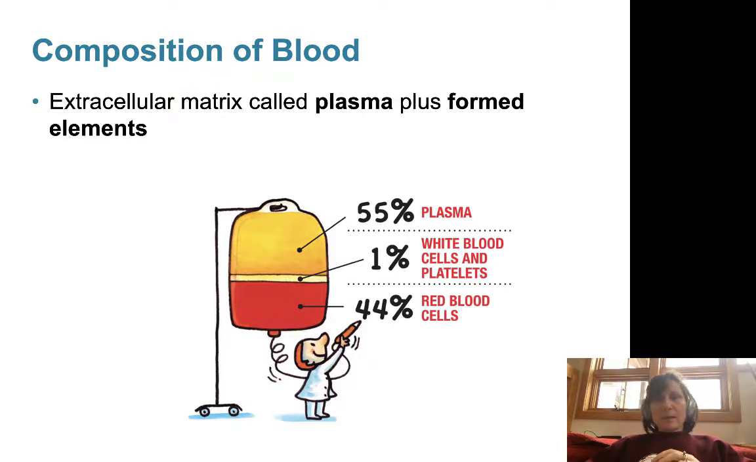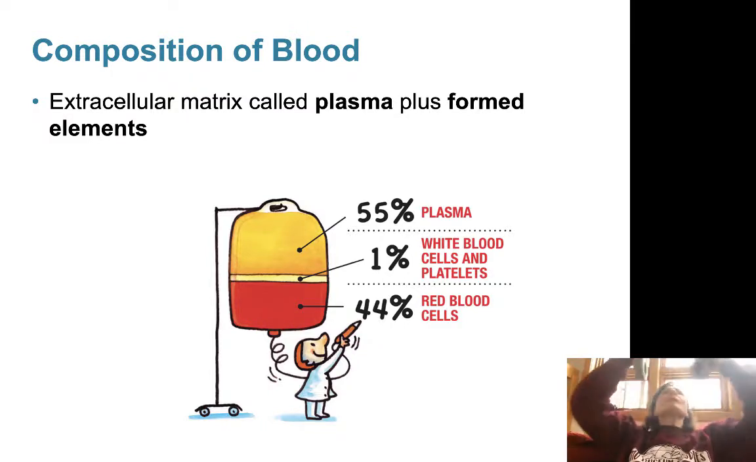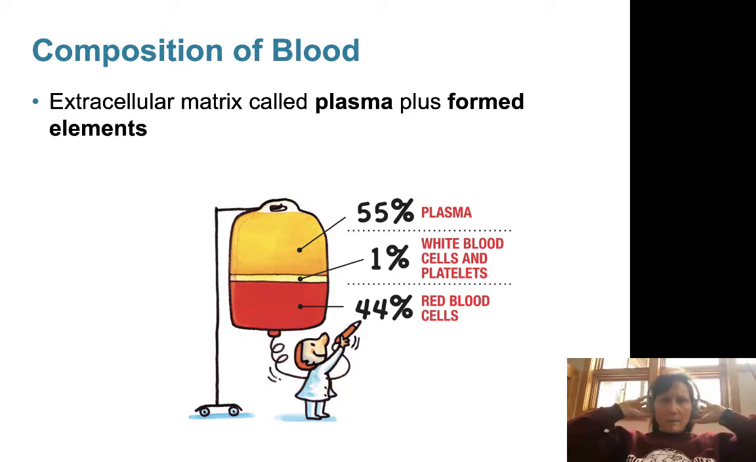Now, in the case of blood in animal systems, and right now we're primarily focusing on the vertebrate system, blood is composed of an extracellular matrix referred to as plasma, which makes up about 55% of the content of what's referred to as blood. And then there are several formed elements within blood.